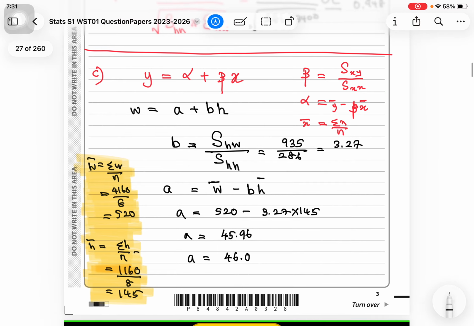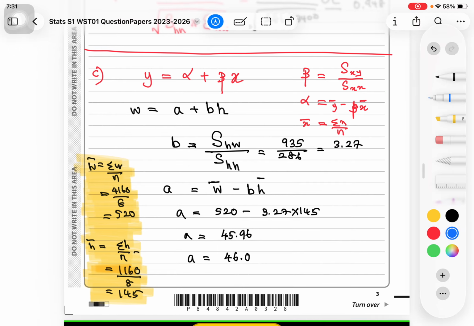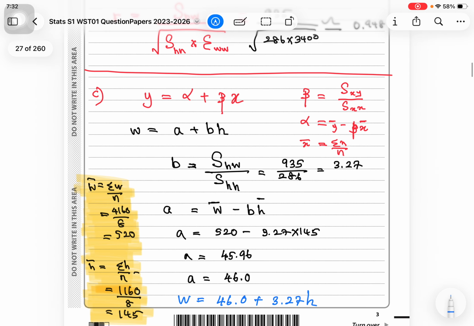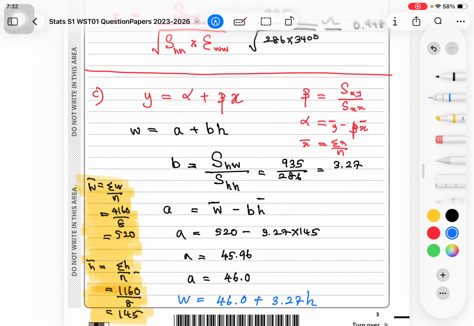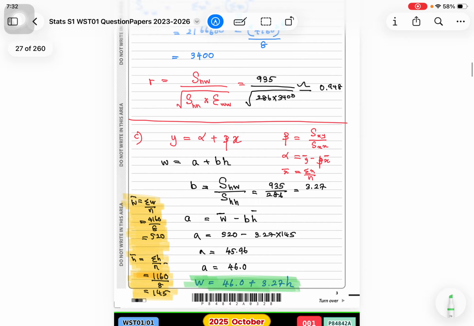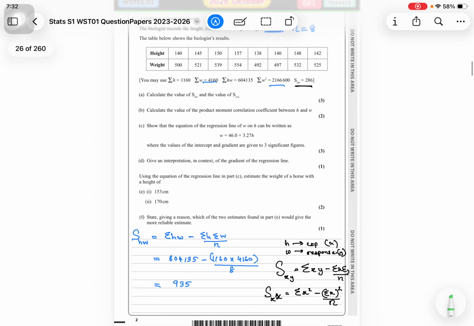Okay, so now we have the equation. The equation would be W equals 46.0 plus 3.27 H. This is our regression line equation, which is our expected answer. Let's move to the D part, because that's not the end of the question.